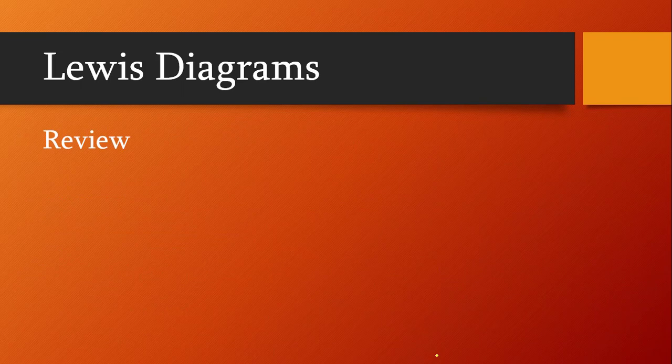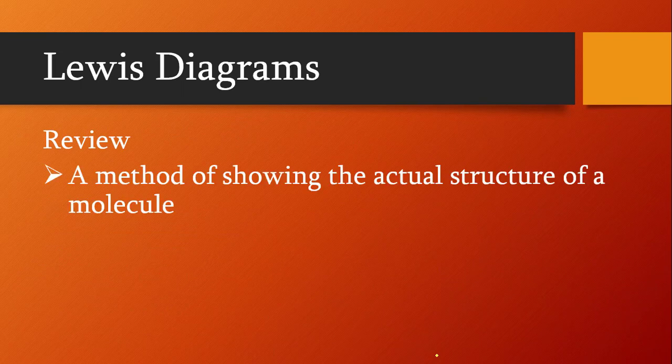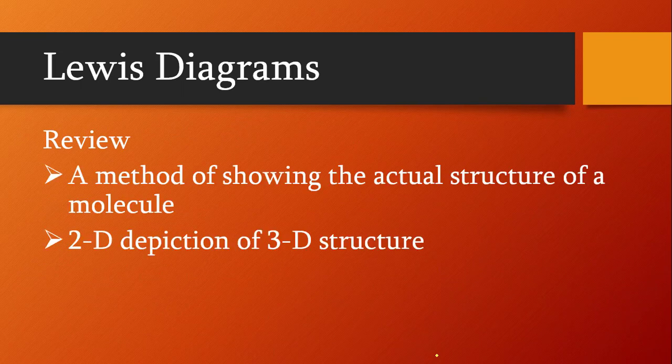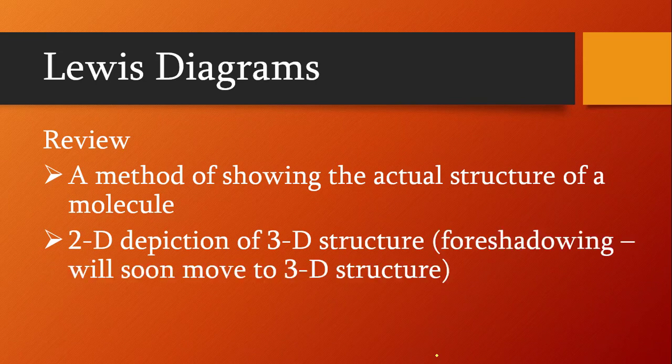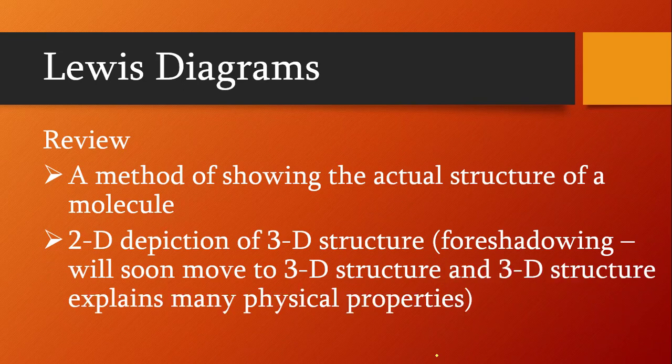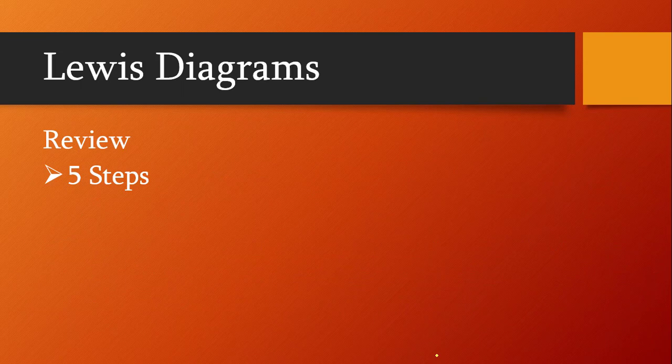So to review, Lewis diagrams are a method of showing the structure of a molecule. Lewis diagrams are a 2D depiction of 3D structures. A little warning, we will soon be talking about the 3D structure of molecules. The reason being, the 3D structure explains many physical properties, and in chemistry, function follows form. There are 5 steps. If you follow the 5 steps, you should come to a correct drawing, because there may be more than one correct drawing.